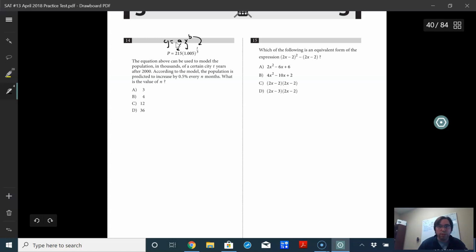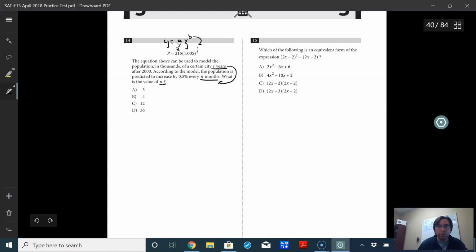And it's asking us, the equation above can be used to model the population in thousands of a certain city t years after 2000. According to the model, the population is predicted to grow 0.5% every n months. What is the value of n? So here we see that this t is making reference to years, right? And we're talking about months.